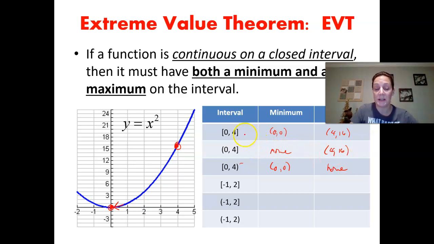Now, what I want you to notice here is in these first three examples, 0 and 4 are the endpoints, and they also happen to be the mins and the maxes that we're talking about. So look at these next few.